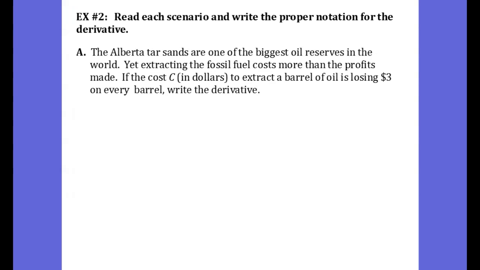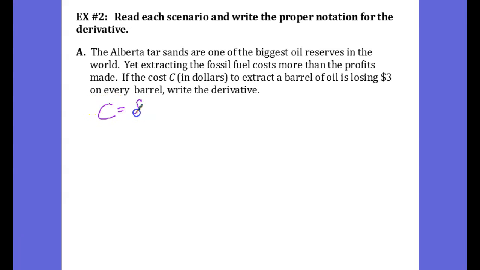Now let's look at example number 2, part A. The Alberta tar sands are one of the biggest oil reserves in the world, yet extracting the fossil fuel costs more than the profits made. If the cost, C, in dollars, to extract a barrel of oil means that the company loses $3 on every barrel, write the derivative. So let's begin with our cost function.